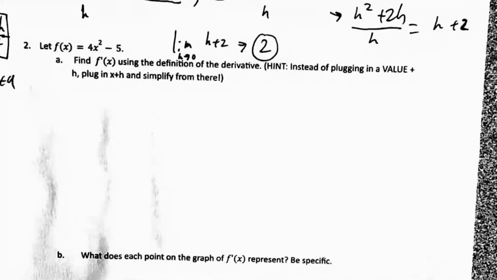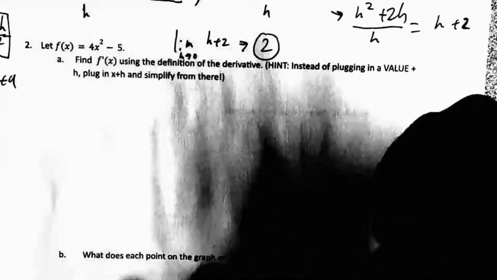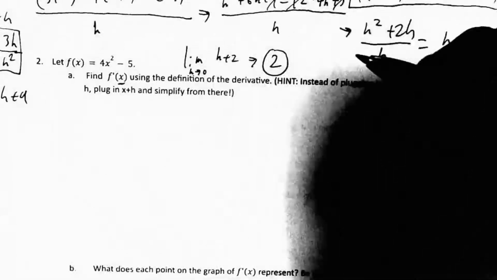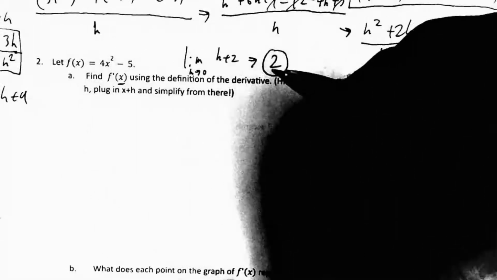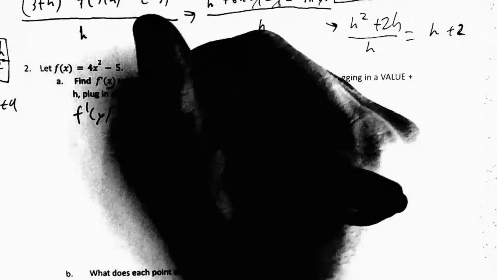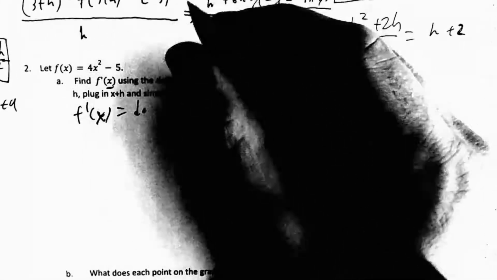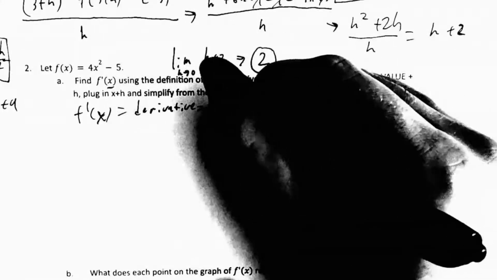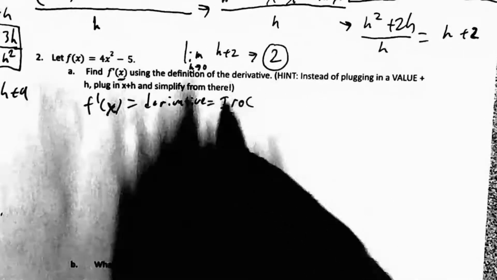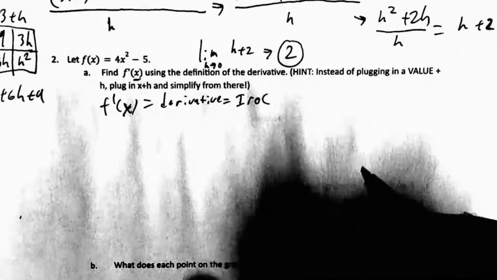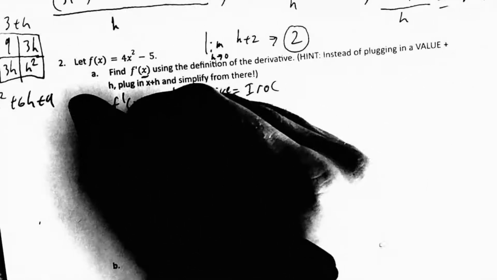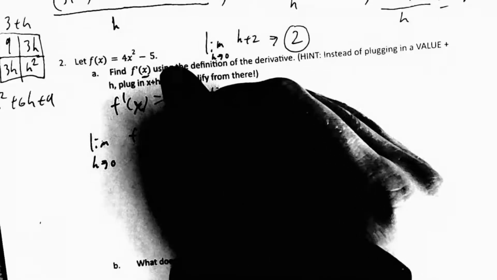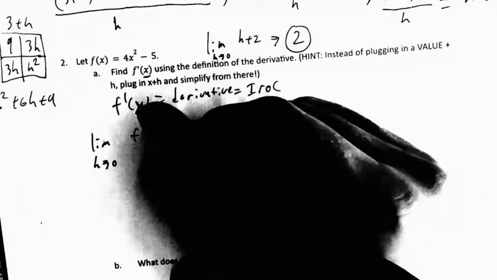The next one is very similar, except the only difference is I'm not given any x value. So this notation here is the derivative. This f prime of x, that means derivative, the instantaneous rate of change, equals IROC, instantaneous rate of change. These are all the same thing. So you're using the same equation. Limit as h goes to 0 of f of x plus h minus f of x over h.